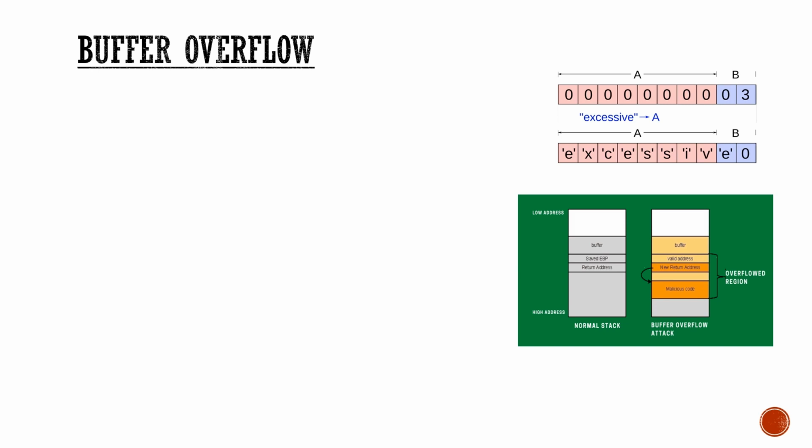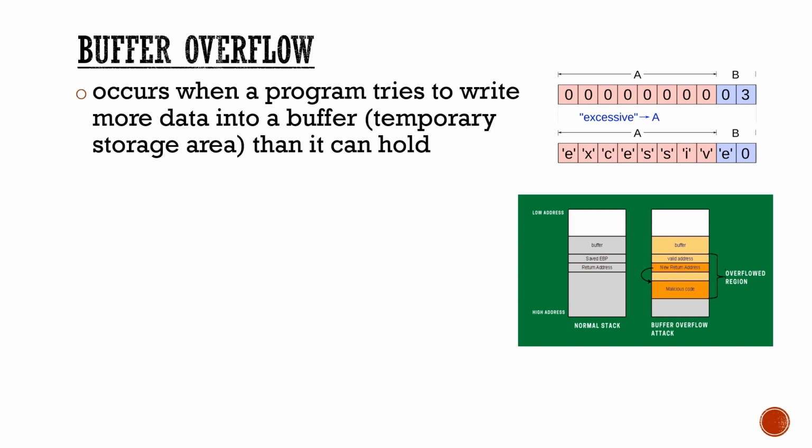Buffer overflow is a type of software vulnerability that occurs when a program tries to write more data into a buffer, or the temporary storage area, than it can hold. Buffers are used to store data temporarily, such as user inputs or network packets, before the program processes it. When the data exceeds the buffer's capacity, the excess data can overflow into adjacent memory areas, potentially overwriting critical data or code.